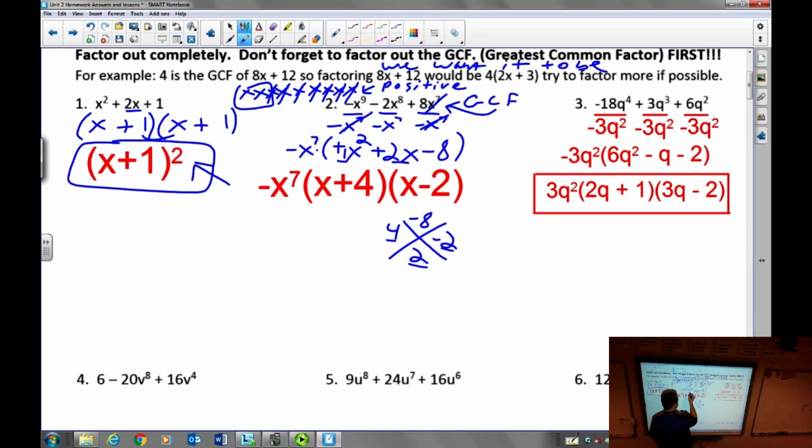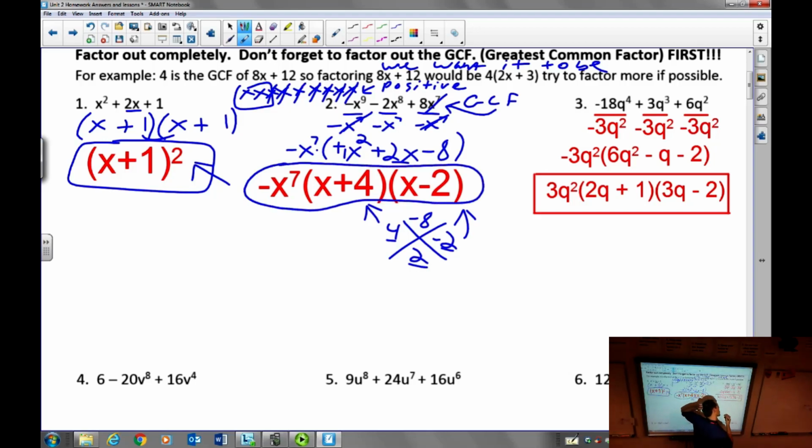Since there's no number in the x squared term, we can just put x and x. And there we go. And then we do negative 2, and we do positive 4. So our final answer there is negative x to the 7th times x plus 4 times x minus 2. And there's your answer to check how to do that for number 3.